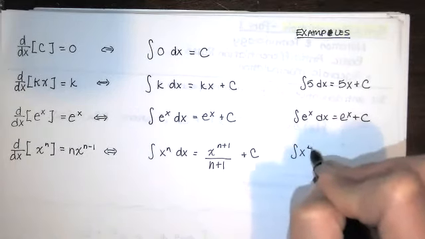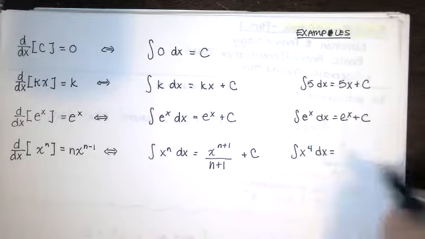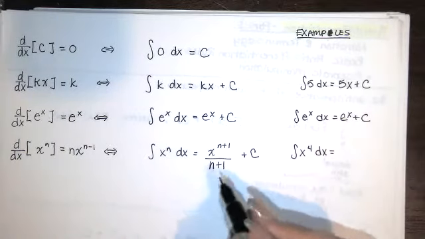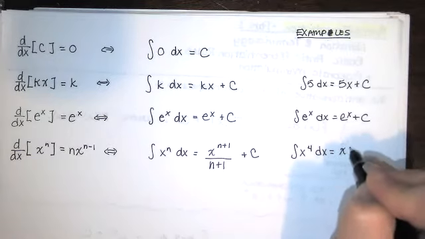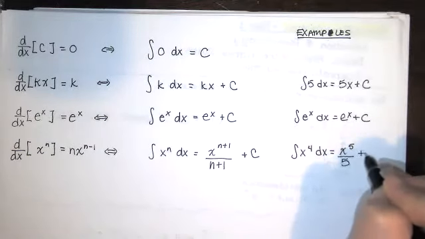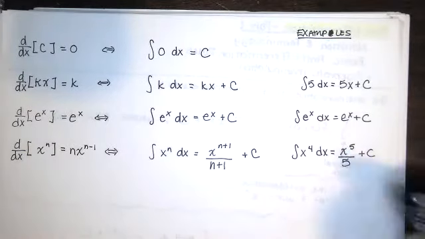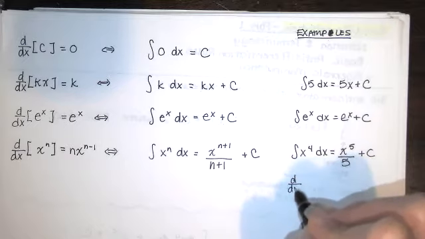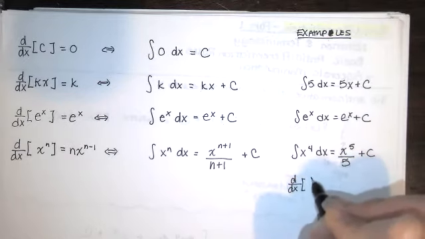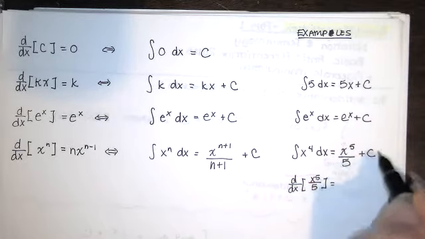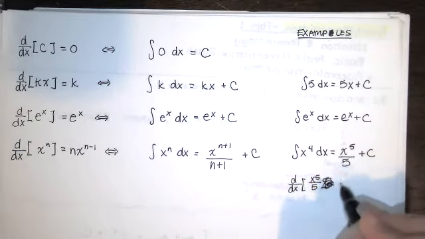Here, let's check this one out. Antiderivative of x to the 4th. Well, using this rule, I have to add 1 to the exponent and then divide by the new exponent. Let's check this one. So I've got x to the 5th over 5, plus c, and I want to take the derivative now.